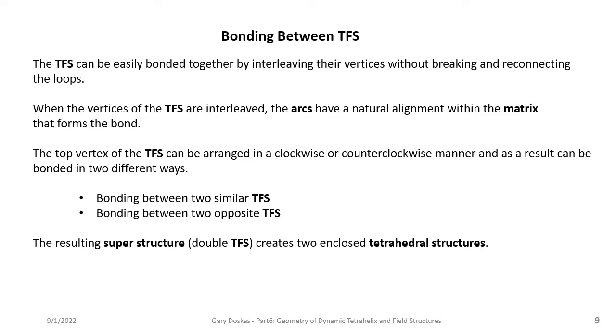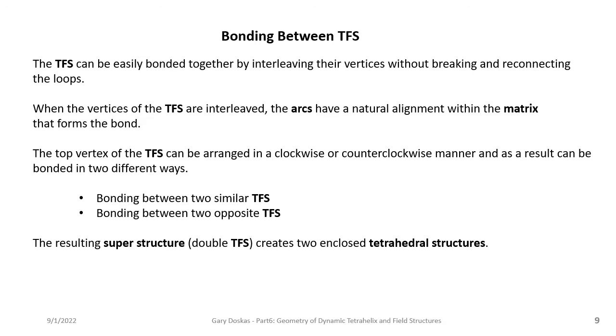Bonding between TFS. The TFS can be easily bonded together by interleaving their vertices without breaking and reconnecting the loops. When the vertices of the TFS are interleaved, the arcs have a natural alignment within the matrix that forms the bond. The top vertex of the TFS can be arranged in a clockwise or counterclockwise manner and as a result can be bonded in 2 different ways.